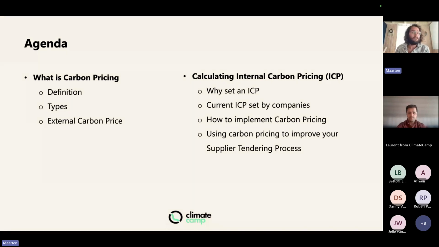We'll talk about why you should set an internal carbon price. I'll give some examples of current internal carbon prices set by companies, as well as how to implement carbon pricing at your organization. You can also use carbon pricing to improve different decisions from investments to supplier tendering, for example. And Laurent will delve into some examples as well as give a specific case of how you can apply it at your company.